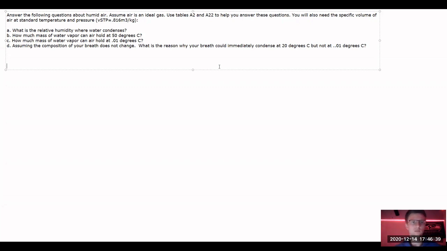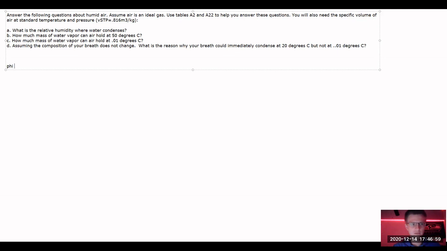What is the relative humidity where water condenses? Water will condense at a relative humidity of 100% because the partial pressure of water in the system is going to be equal to the vapor pressure of the water at that temperature, according to this equation.